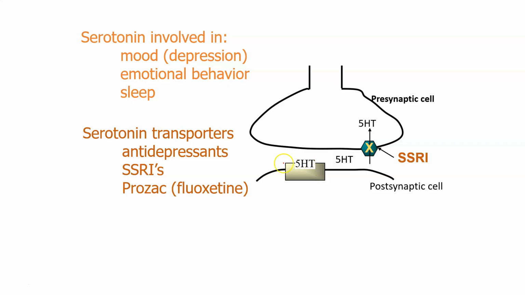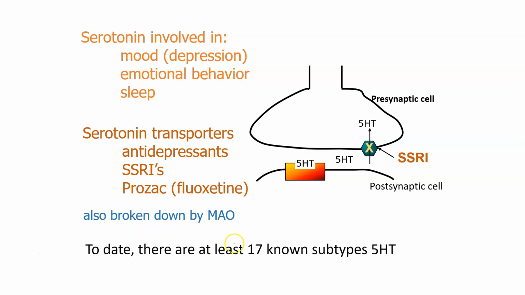What's crazy about serotonin, and this is unlike any other kind of neurotransmitter, is that to date, there are at least 17 different subtypes of serotonin receptors, which is insane. I should also mention, because serotonin is a monoamine, once it gets into the terminal, it's also broken down by MAO, monoamine oxidase.